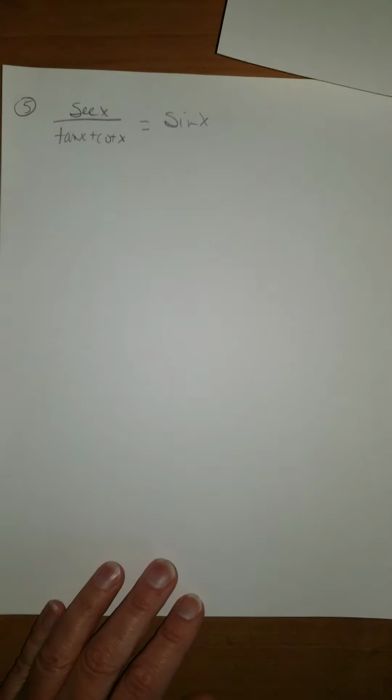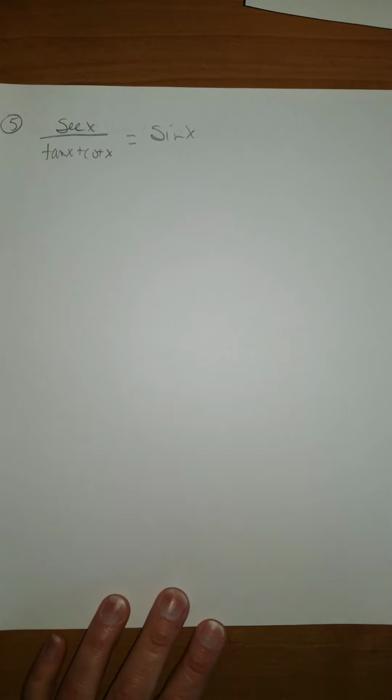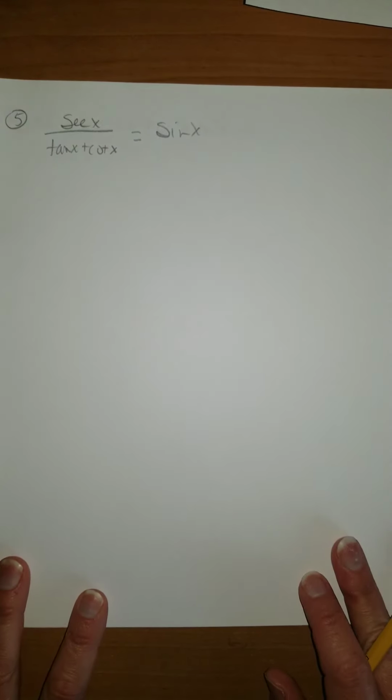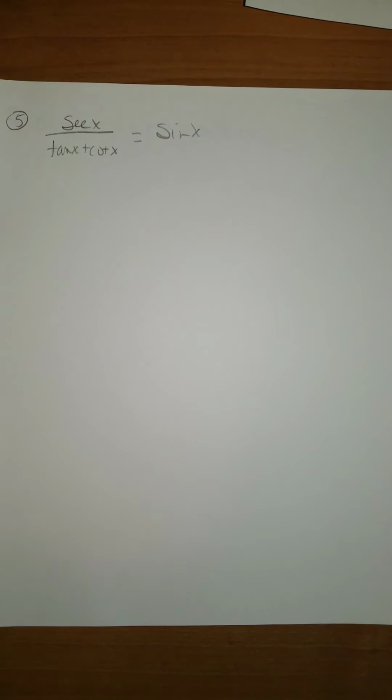Fifth one on this bad boy. All right, this one's going to take me a little longer. I got the secant of x over the tangent of x plus the cotangent of x. All right, so here we go. I don't like the denominator. I don't like actually the numerator either. So I'm going to do a couple things.